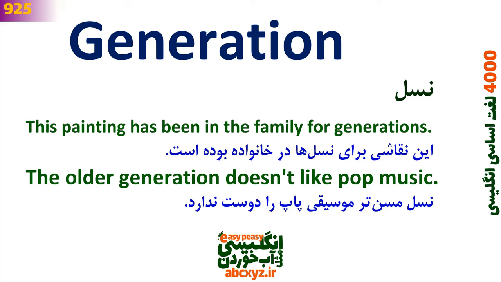Generation. Nasl. This painting has been in the family for generations. This painting, این نقاشی، paint یعنی نقاشی کردن و painting یعنی نقاشی، یک تابلوی نقاشی مثلا، has been بوده است in the family در خانواده یا اون خانواده‌ای که داره بهش اشاره میکنه for generations برای نسل‌ها، برای نسل‌های متمادی. اون نقاشی در خانواده بوده.